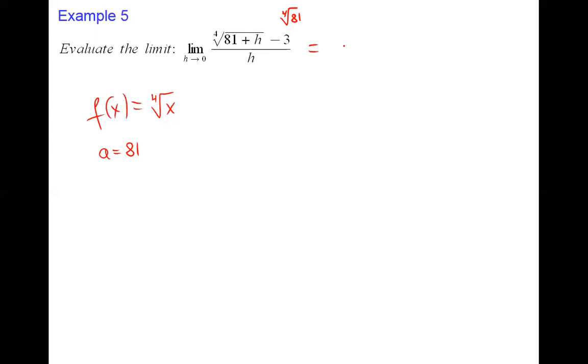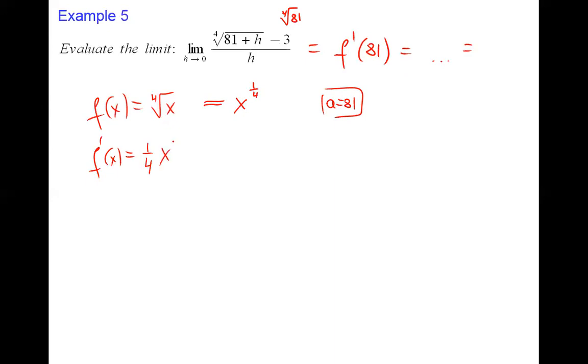Okay, that means this limit, I know, represents the derivative of the function fourth root of x at 81. Let's use the shortcut and get the answer. I will rewrite this function as x to the power of 1/4. Okay, and now let me use this as value 81. And now I will use the power rule. For x to the power of 1/4, the derivative is 1/4 x to the power of 1/4 minus 1. It's 1/4 x to the power of negative 3/4.